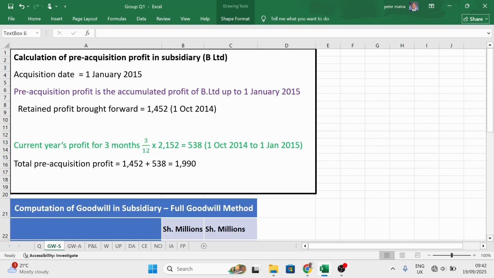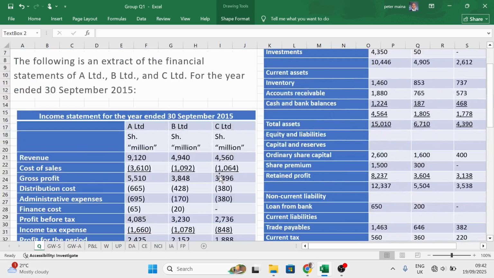if we go back to where we did the workings for pre-acquisition profit, the acquisition date was 1st January, and this was 3 months after the beginning of the current year, which means the parent and the subsidiary were together for 9 months before the end of the current financial year. So all the income and expenses of the subsidiary are going to be apportioned. We are going to take 9/12. We multiply by the income and expenses of B Limited.